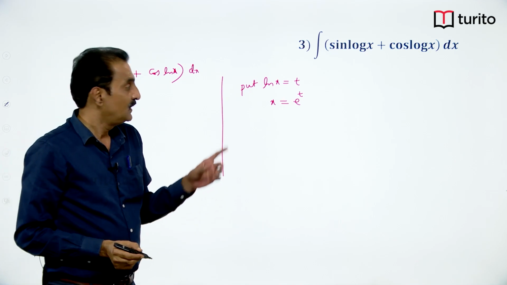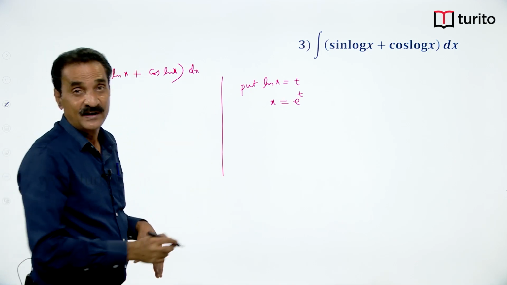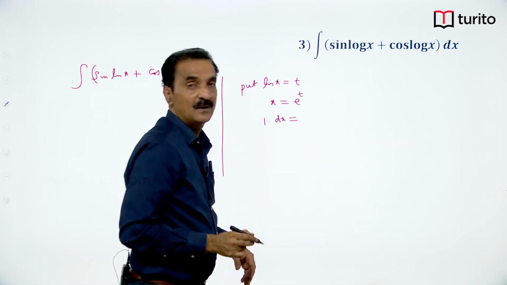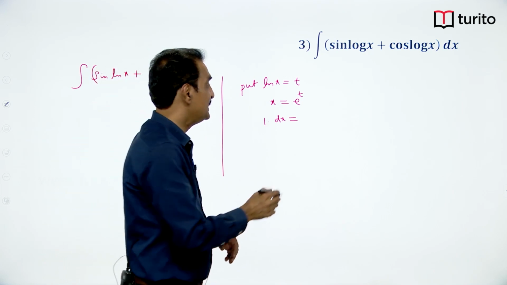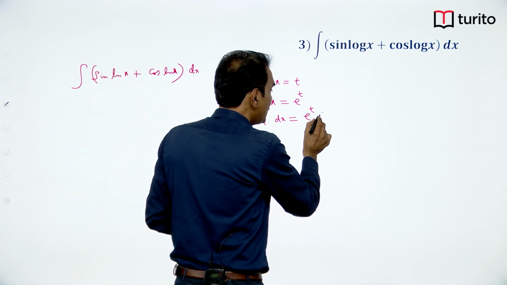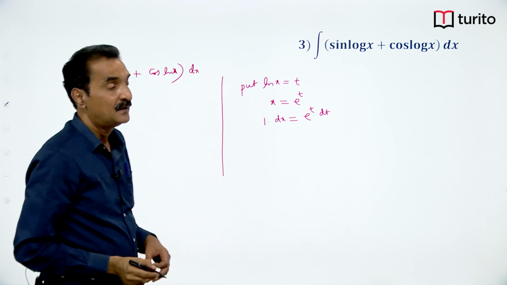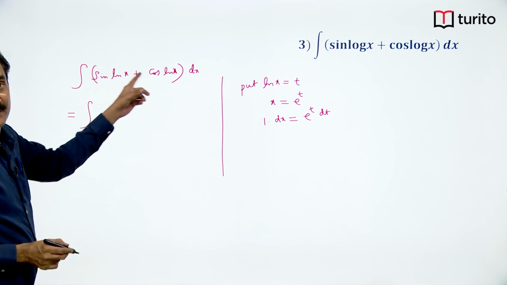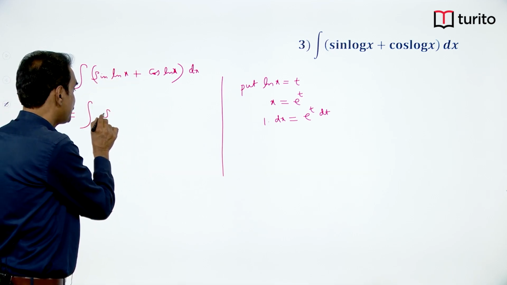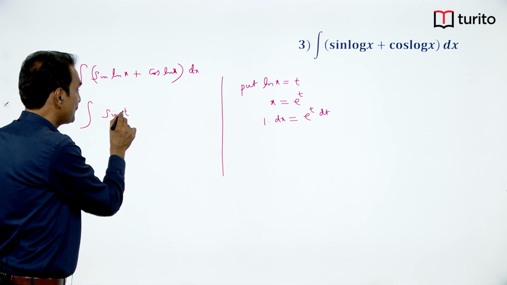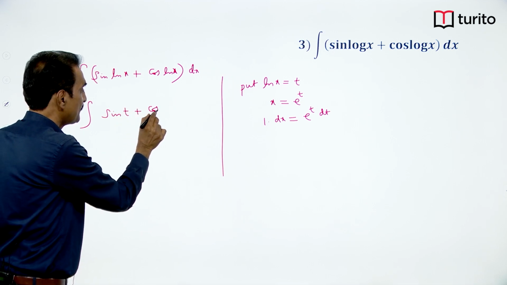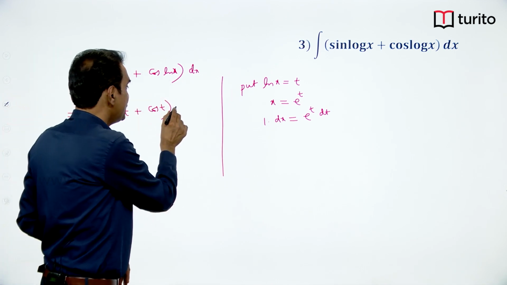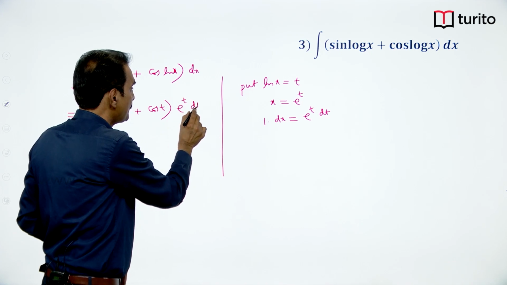We can write now, differentiating on both sides, derivative of x is 1 into dx is equal to derivative of e power t, which is e power t dt. Then the integral of sin t plus cos t into dx is e power t dt.